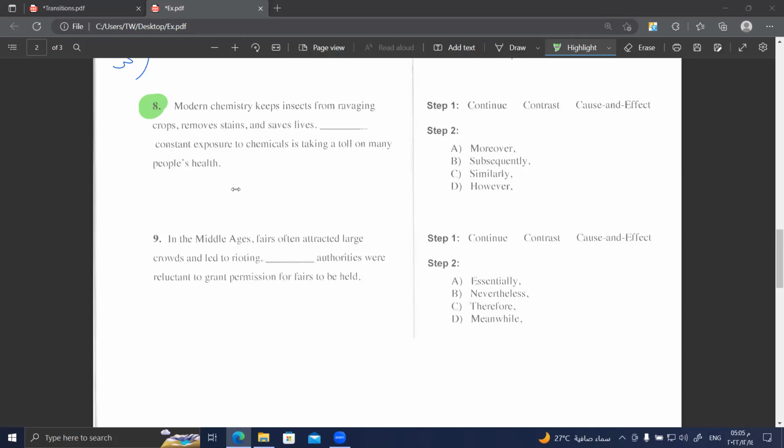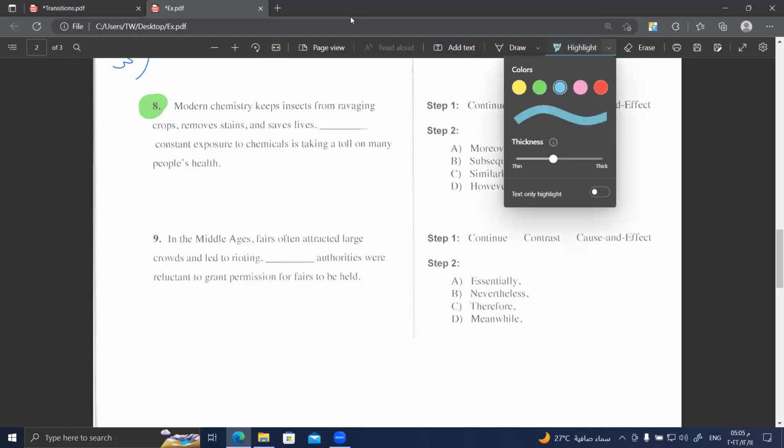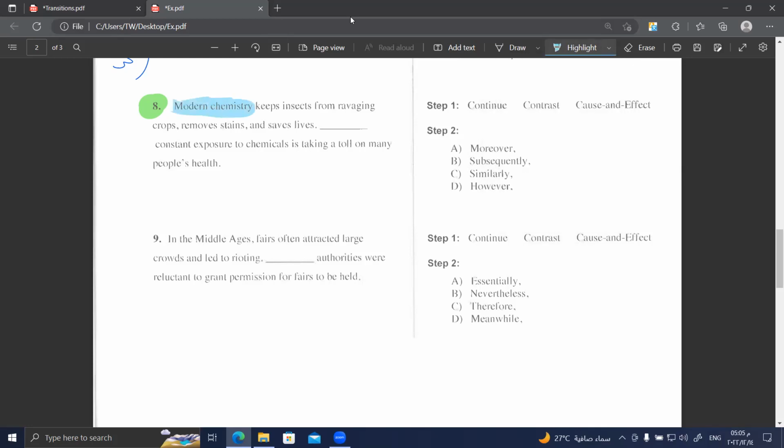Wow, guys, great. See, modern chemistry. So I ask, is what I'm going to read now positive or negative about modern chemistry? Let's read. Keeps insects from ravaging crops, removes stains and saves lives. That is pure positive. Well, what comes after now? Exposure to chemicals, yes, is good or bad? Has taken a toll on many people's health. That is pure negative. That is a bad thing.